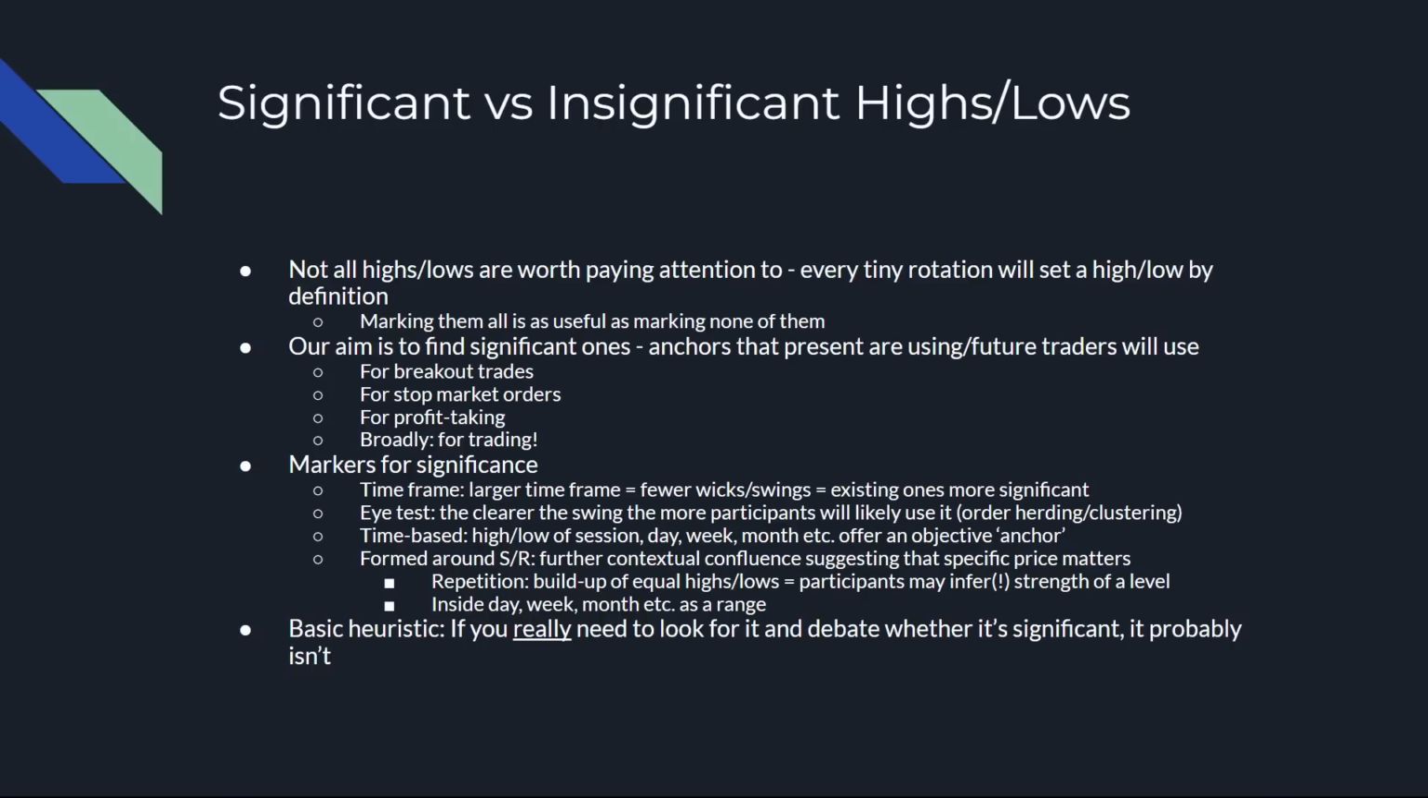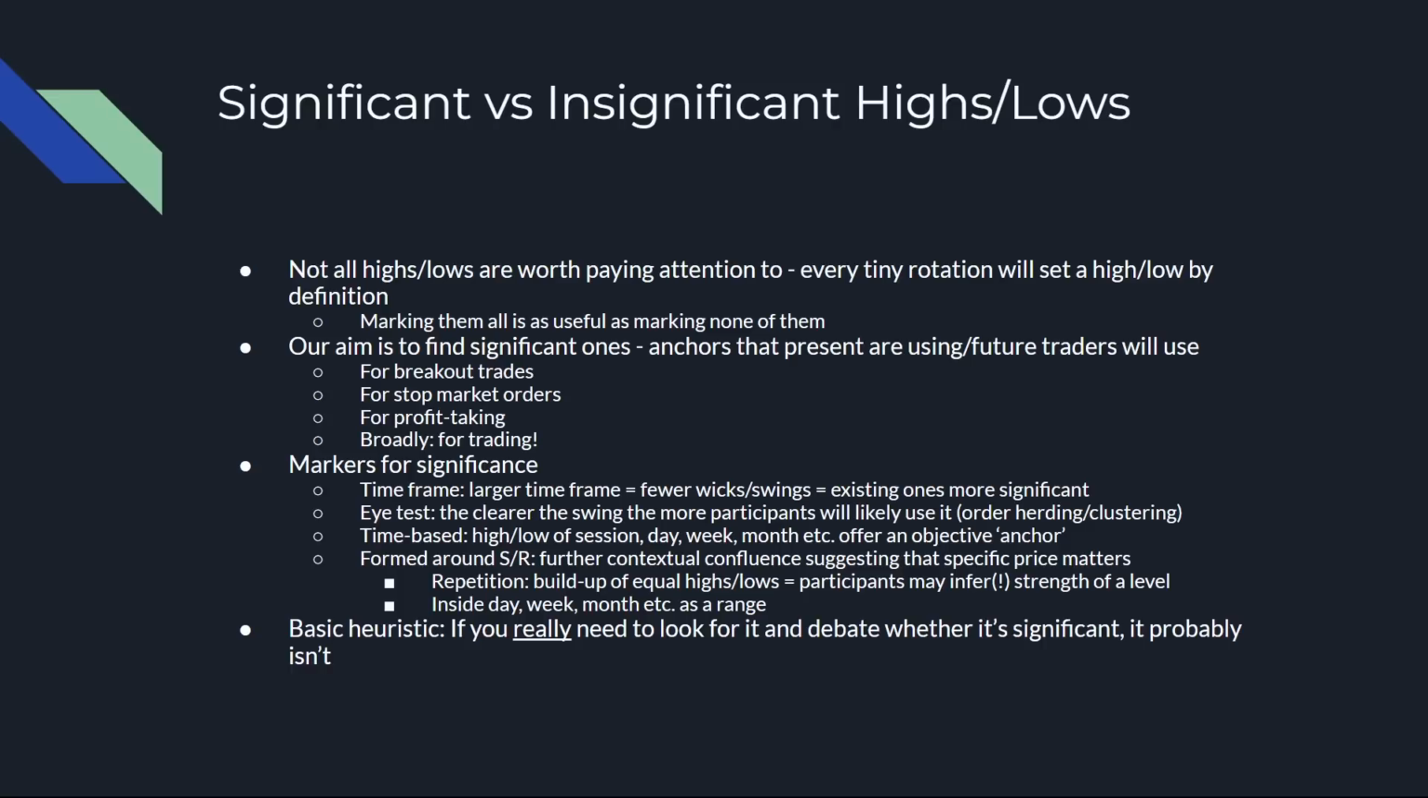The last point is that those highs and lows formed around support resistance, or that end up forming support resistance levels themselves. And this is just further contextual confluence suggesting that the specific price matters. You have two forms of that. One is repetition, a build-up of what you'll see referred to as equal highs or lows, and participants might infer that that's indicative of the strength of a level. And in general, when you have an inside day, inside week, inside month, you might look to map the high and low of that inside day, week, month, and then participants will bet on the resolution of that, depending on when the market attempts to break down or attempts to break out.